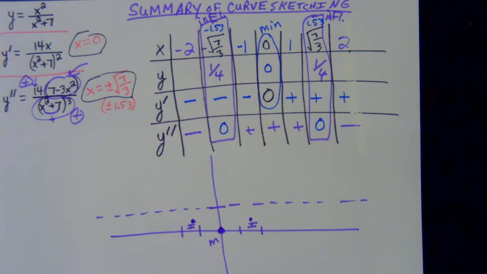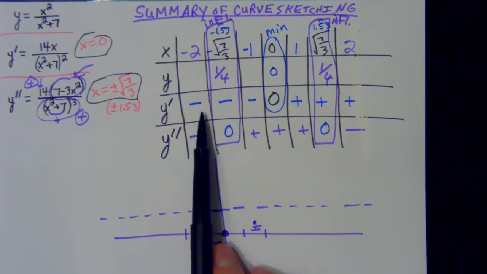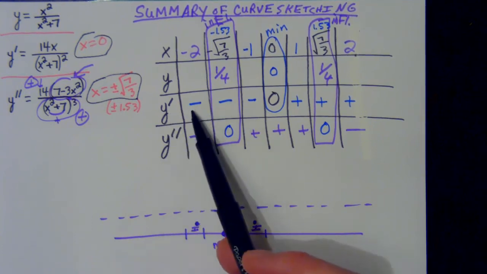Now, pay attention to this last part here. You're looking at the signs here, first derivative and second derivative, right? Remember, you're just going to translate this, all right? First derivative negative, that means your function is decreasing.